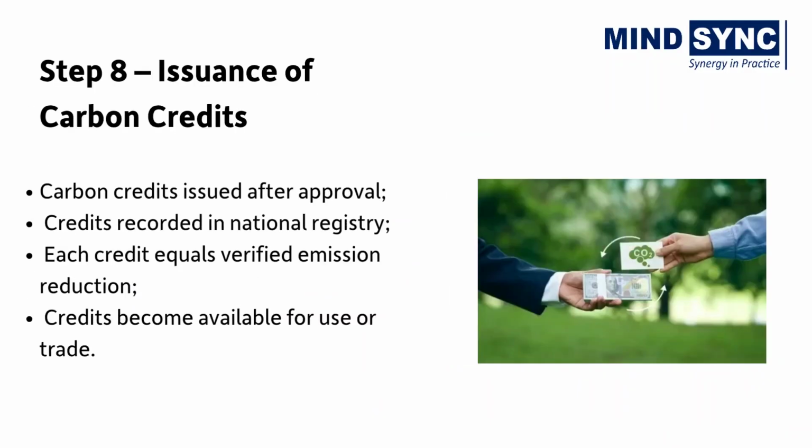Step 8: Issuance of carbon credits. After approval, carbon credits are officially issued under the scheme. These credits are recorded in the National Carbon Registry. Each carbon credit represents a verified unit of emission reduction. Once issued, the credits become available for utilization or trading is permitted under CCTS.